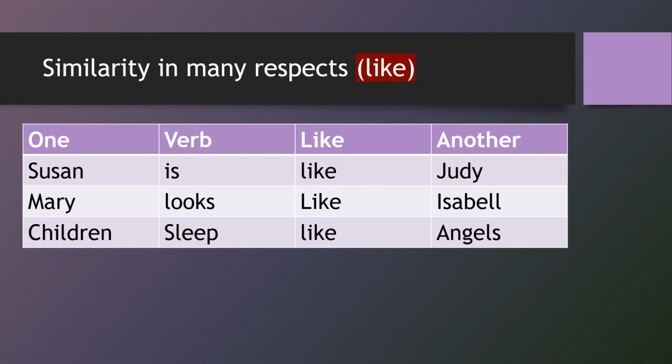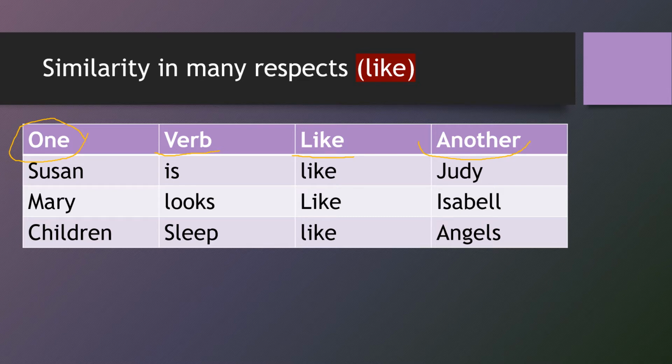Children sleep like angels. Here, for example, you are focusing on what they are similar to. For example, you are likening children in their sleep to angels. Okay, let's look at the structure. We have the first thing that you are mentioning, then the verb in the second place, the tool like, and then the other thing which you are comparing to.